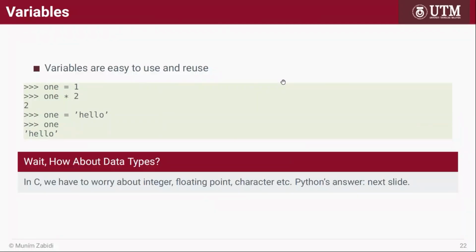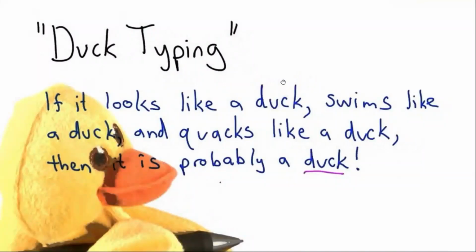All right, so what about data types? In C programming, you have to worry about integer, floating point, character, etc. Python's answer, next slide, is called duck typing. We don't have typing, we have duck typing. So duck typing here means if it looks like a duck, seems like a duck, quacks like a duck, then it's probably a duck. What that means is that if it looks like a string, sounds like a string, and quacks like a string, then it is a string. So that's where the term duck typing comes in.